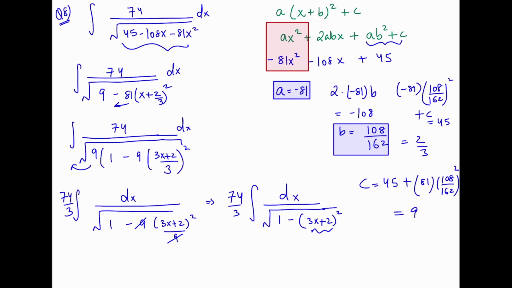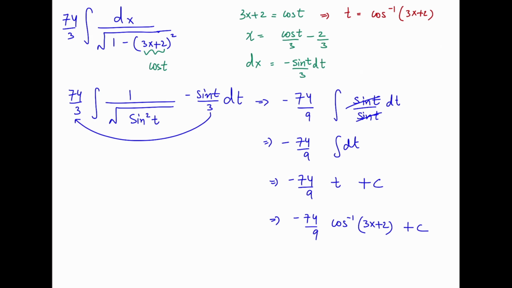Okay. And inside you'll be left with 1 minus 9 times 3x plus 2 divided by 3 whole squared, right? So when you expand that bracket, you have 3x plus 2 whole squared divided by 3 squared, which is 9. That 9 cancels out with this, right? So you'll be left with 74 over 3 that came from here, and 1 minus 3x plus 2 whole squared dx. Does that make sense? Oh yeah, I totally missed that. Right? Yeah, that does make sense. Yeah, I was a little fast at that, but once you practice, you'll be able to see that. Awesome.